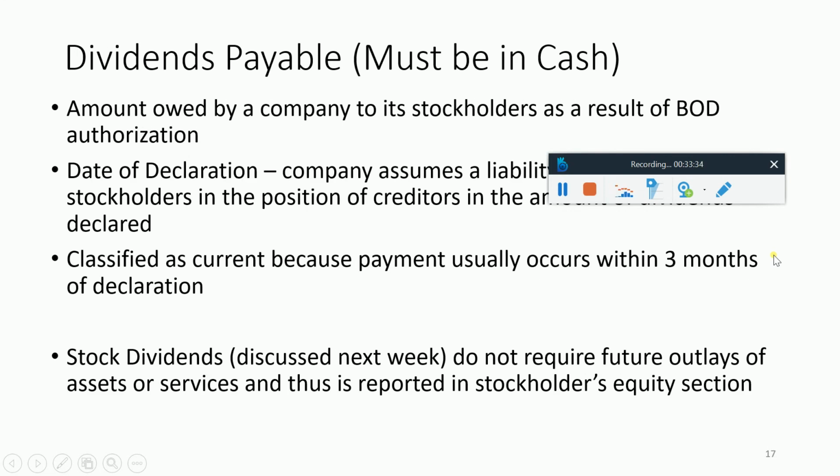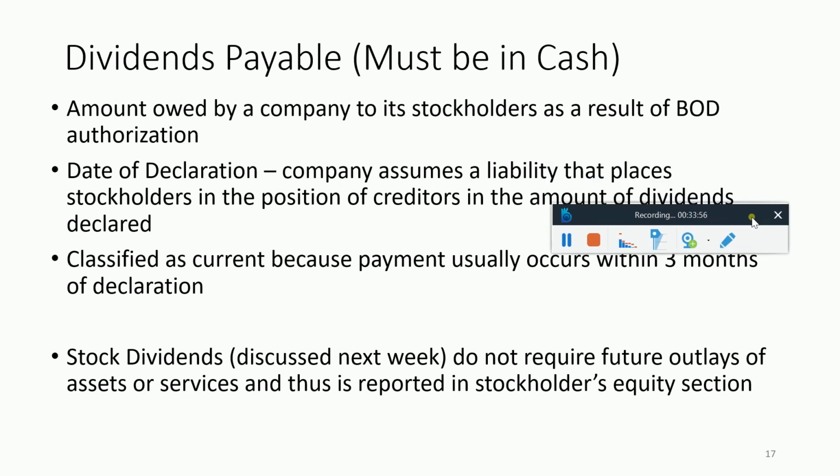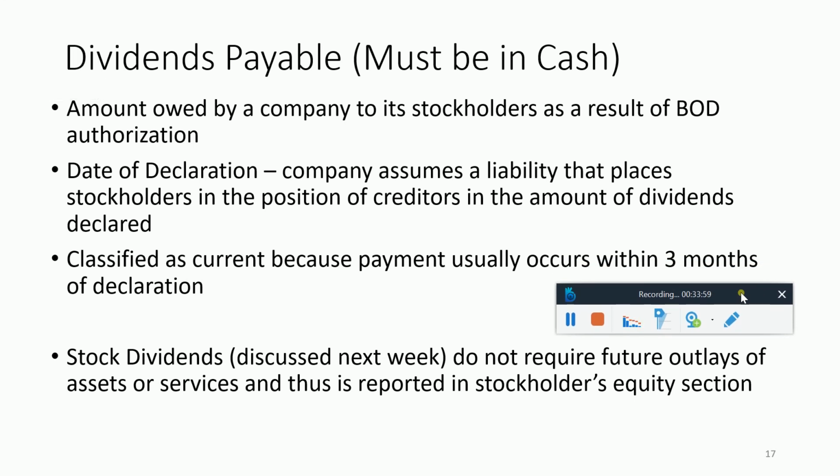Okay. Dividends are also a line item that you may see. When it comes to dividends payable, these must be in cash. So this is the company paying out a cash dividend to its shareholders. Usually this will arise when the board of directors authorizes a dividend, and on the date of declaration is when the company assumes the liability that places the stockholders in the position of creditors for the amount of whatever the dividend declared is. Typically, dividends are going to be classified as current because the payment is going to occur usually within 3 months of declaration.